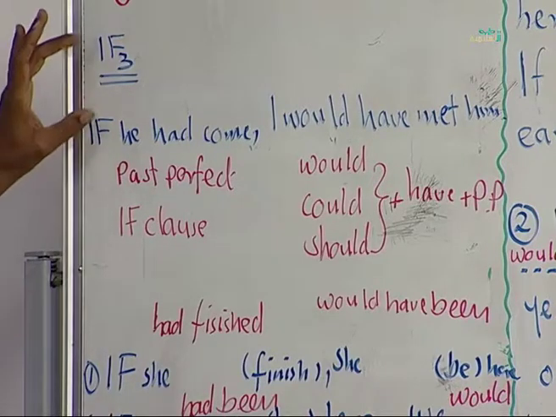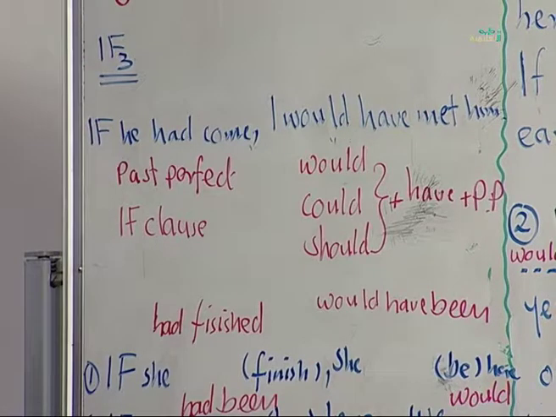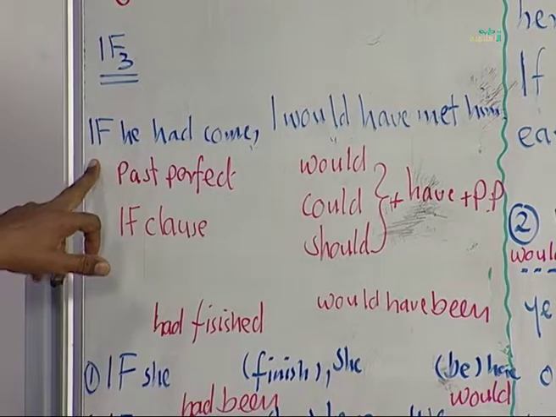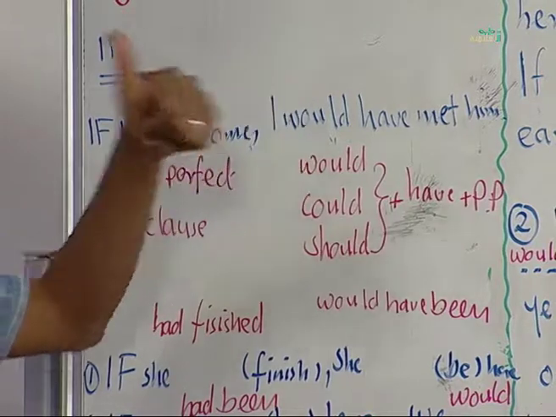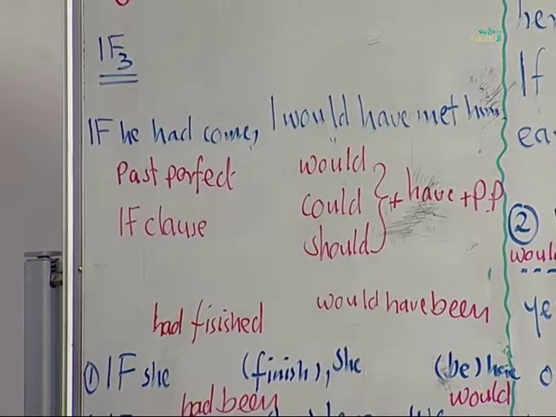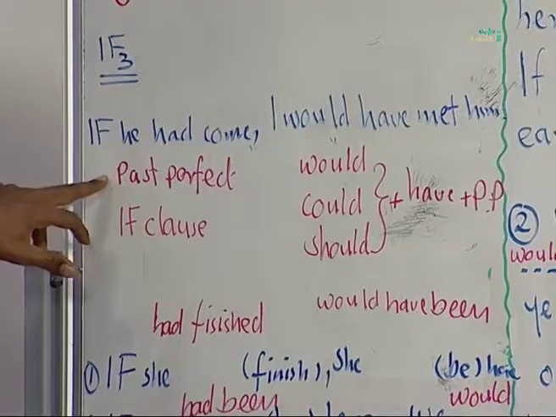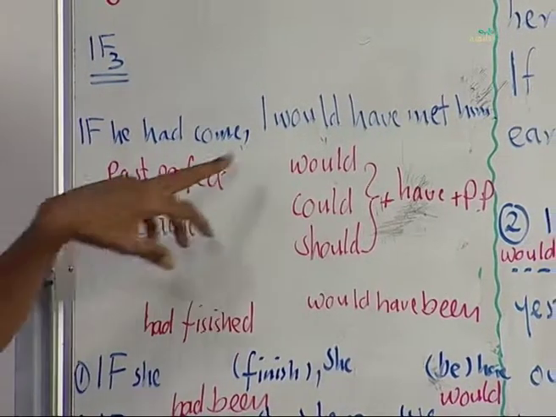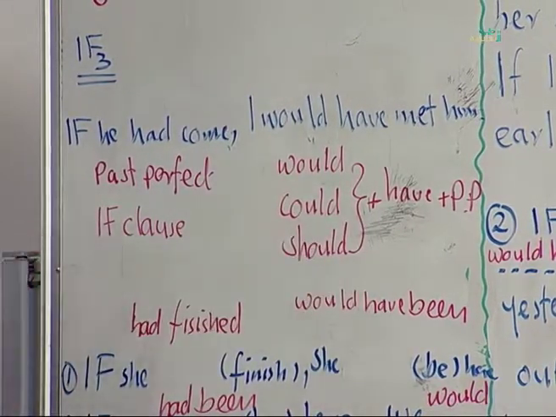With F3, the most important thing that you have to put in your mind is that there is something not fulfilled in the past. Not fulfilled in the past. According to it, the result is not going to be. For example, if he had come, this means he didn't come. I would have met him. This means I haven't met him. And as you see, we use past perfect in the if clause and would, could, or should plus have plus past participle in the main clause.